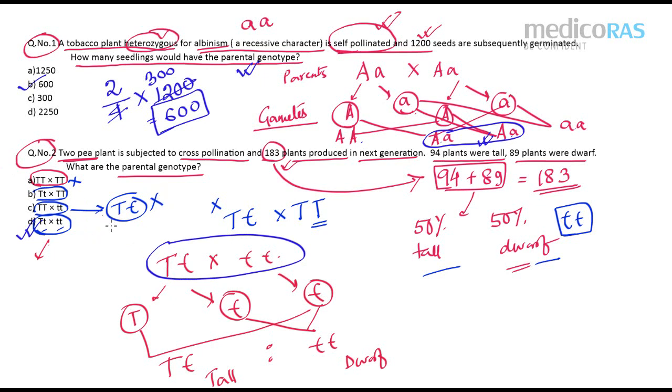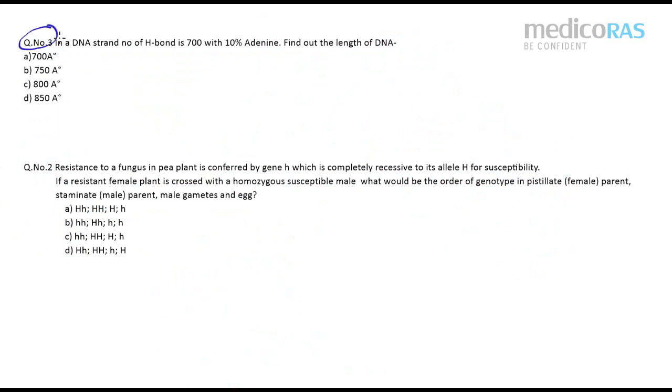I hope everyone understood. So let's go for the next questions. Come to question number 3. In our DNA, the number of hydrogen bonds is 700 with 10% of adenine, and we need to find out the length. So for that, we need some concept from the DNA helical structure.